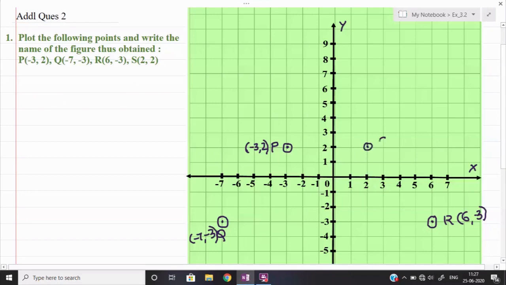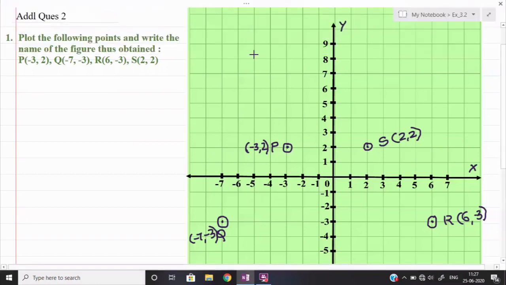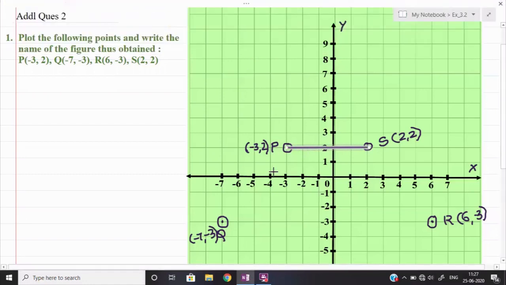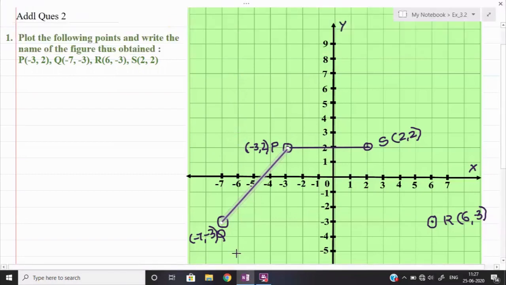So this point will be called point S, and the coordinate of point S will be 2 comma 2. Now let us join all 4 points with the help of lines. So let me draw the line between them. This is the first one I have drawn, okay. Then similarly I will select once again and draw a line between P and Q in this manner. Again I will draw one more line between Q and R.